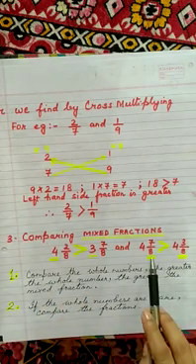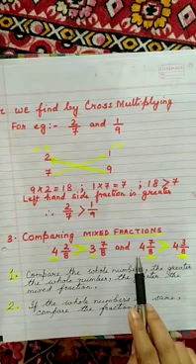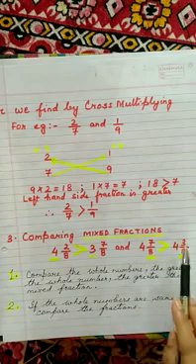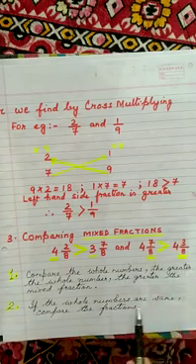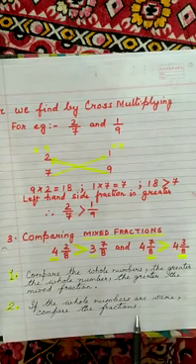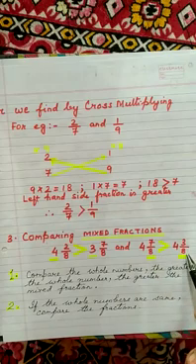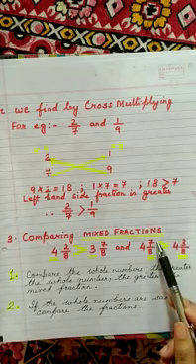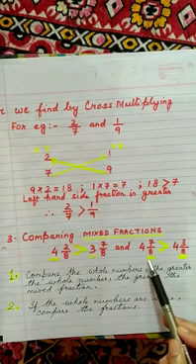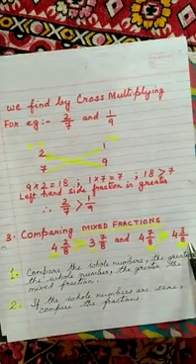But in these two, the whole numbers are same. So we have to compare the fractions. If the whole numbers are same, compare the fractions. So fractions 7 by 8, 3 by 8. They are like fractions. So 7 is greater. Therefore, this fraction is greater than this.